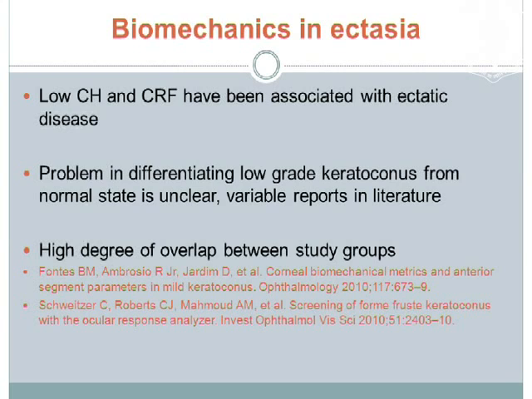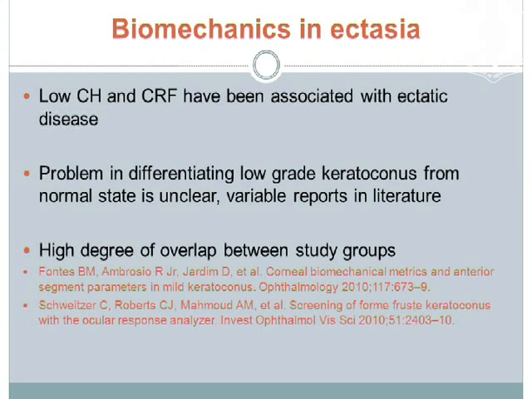We all understand now that low CH and CRF are associated with ectatic diseases like keratoconus, forme fruste keratoconus and pellucid marginal degeneration. However, we really don't need the ORA to differentiate or diagnose a keratoconus case. What we need the ORA to help us is to know whether it's a forme fruste keratoconus or it's an early suspect, and that's what we need to differentiate from a normal patient.